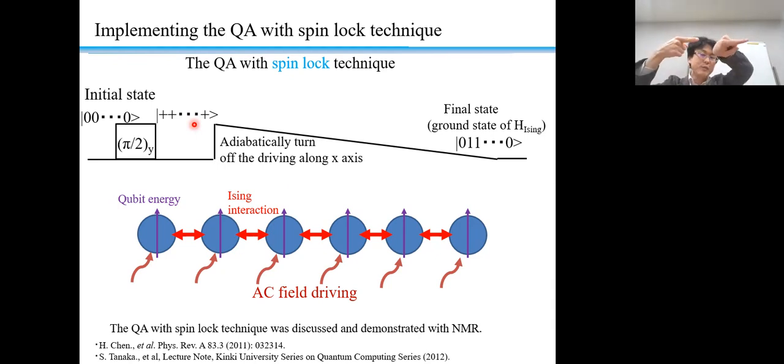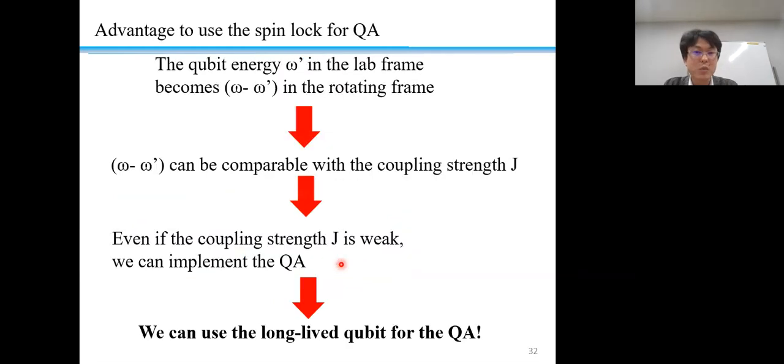On the other hand, if we try to perform the quantum annealing, we can adiabatically turn off the driving strength. At the same time, we can gradually turn on the Ising type interaction. So in this case, in the rotating frame, this is equivalent to the quantum annealing. So in the rotating frame, we can perform the quantum annealing. This kind of quantum annealing technique has been discussed and demonstrated using NMR. So our idea is to use this spin lock quantum annealing for capacitively shunted flux qubits.